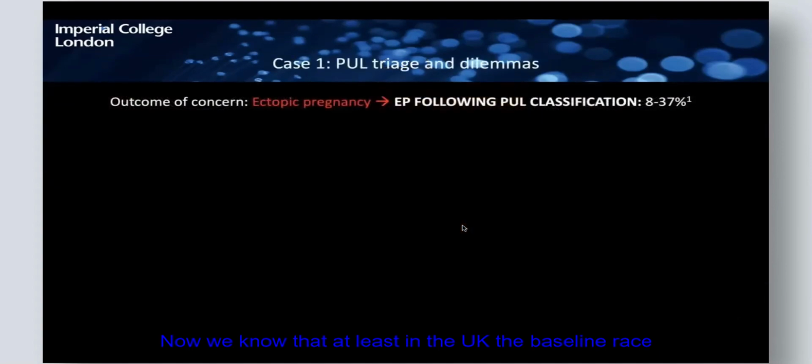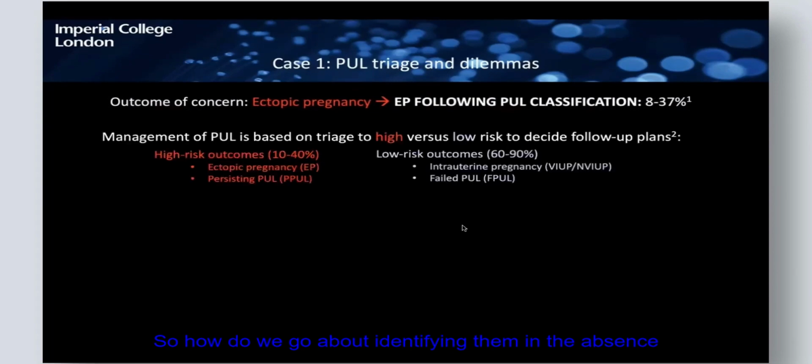Now, we know that at least in the UK, the baseline rate of ectopic pregnancies is approximately 11 per 1,000, or 1.1%. However, ectopic pregnancies make up anywhere between 8 to 37% of a PUL population. So how do we go about identifying them? In the absence of ultrasound diagnostics, PUL management requires triage to high versus low risk in order to allow resources to be directed to those that need them the most.